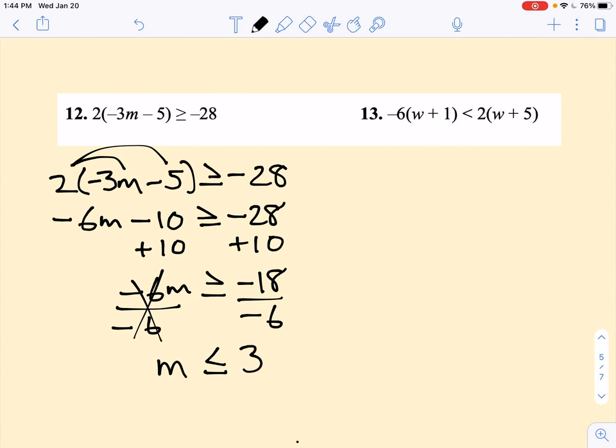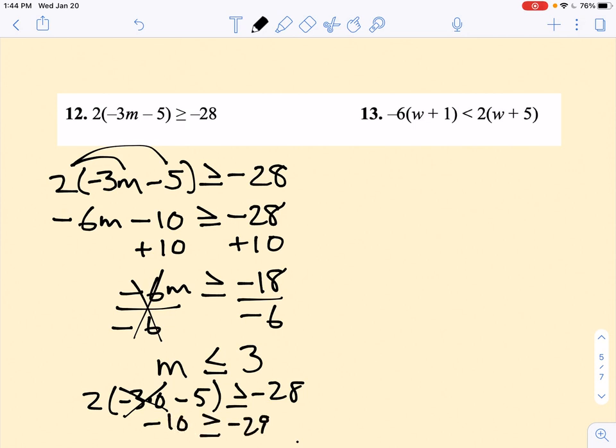And we can check that really easily by putting 0 in for m. So let's do negative 3 times 0. I'll just use a dot operator there. Greater than or equal to negative 28. Well, this becomes 0 right there. And you have 2 times negative 5, which is negative 10. And negative 10 is definitely greater than negative 28. That makes this a true statement that we've checked. And we're in good shape.